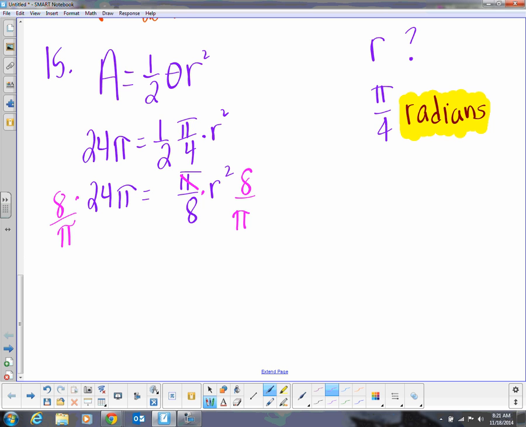And then times the other by 8 over pi. So then the pi simplifies, doesn't it? Yeah. And 8 times 24 is going to be 192, which is equal to r squared.